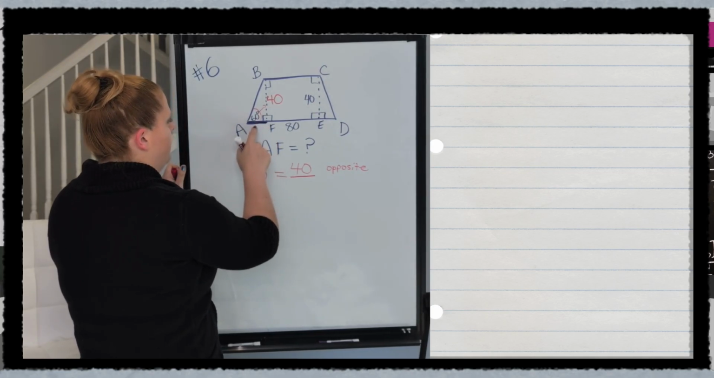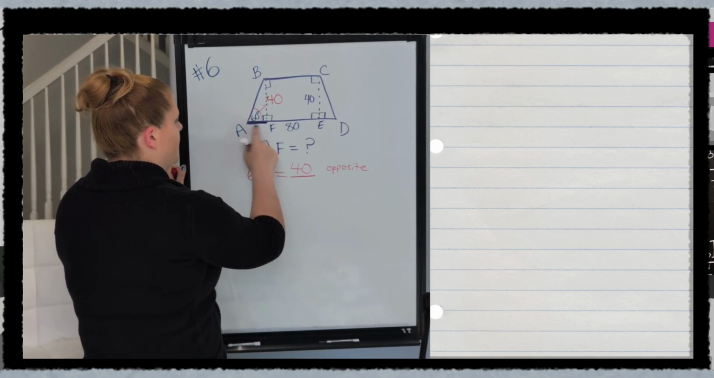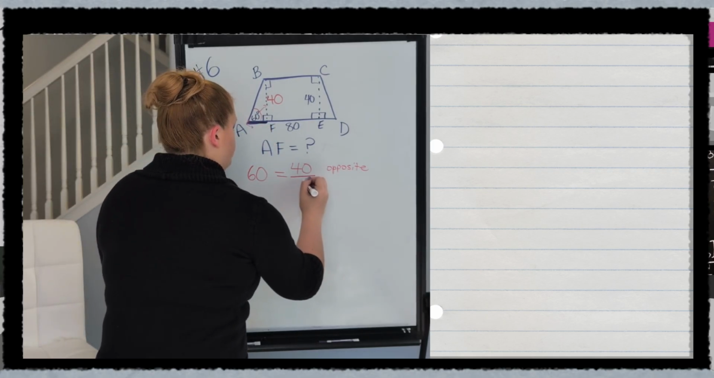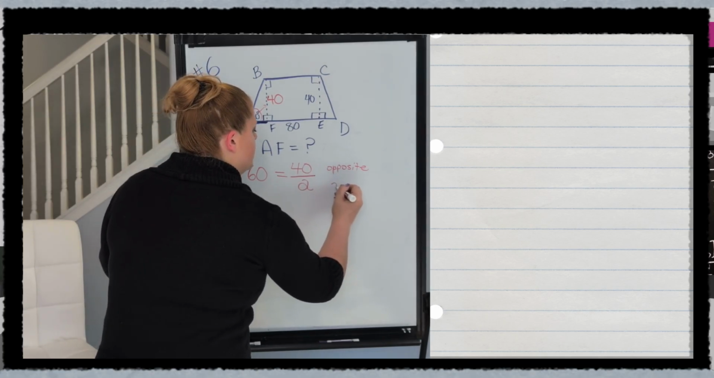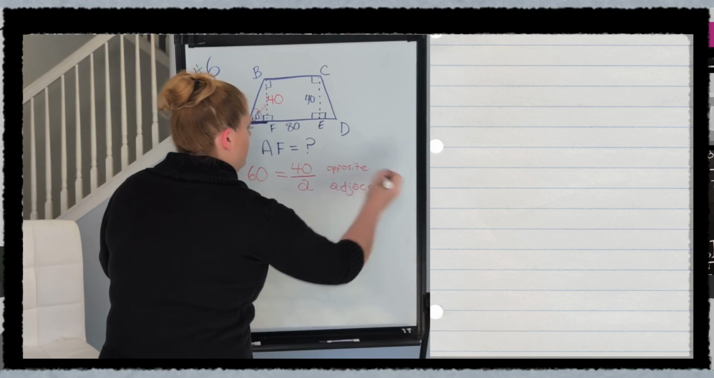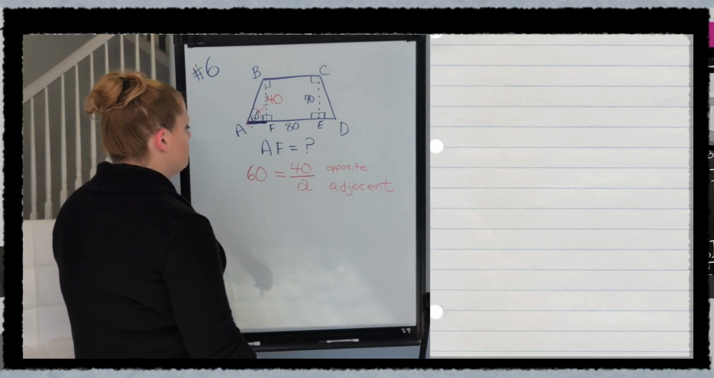And we want to find what is here, which is the adjacent. Okay, it's touching that angle. I'm going to put an A for adjacent. You don't have to use A. You can use any letter. You could use X if you want.